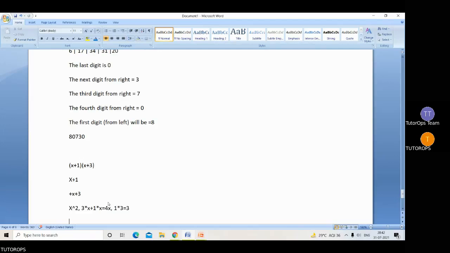You can do this thing with the previously mentioned partition method also. I mean, if we are mentioning the x as a and 1 as b, and then c as the next x and d as the next 3, then what will happen? The first part will be a into c, because x into x will be there. The last part will be b into d, because 1 into 3 will be there, and the middle part will be a into d plus b into c, because the cross multiplication will be there. So by this method you can do this thing also, by partition method.